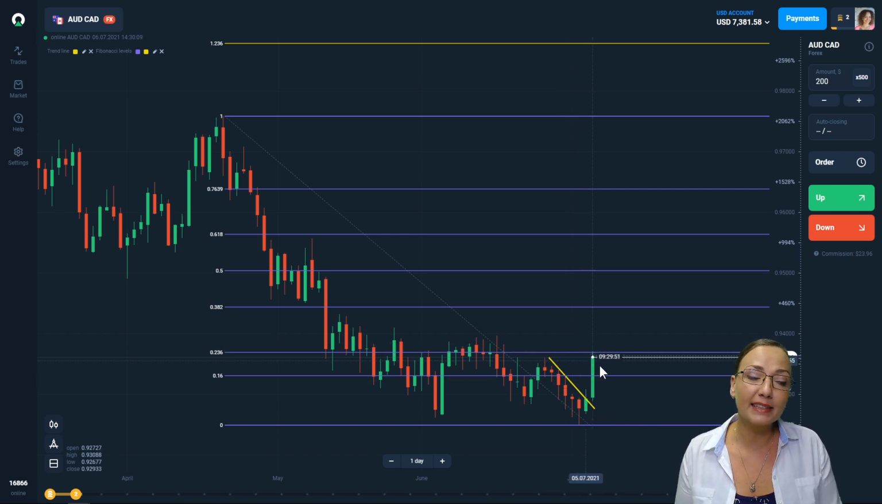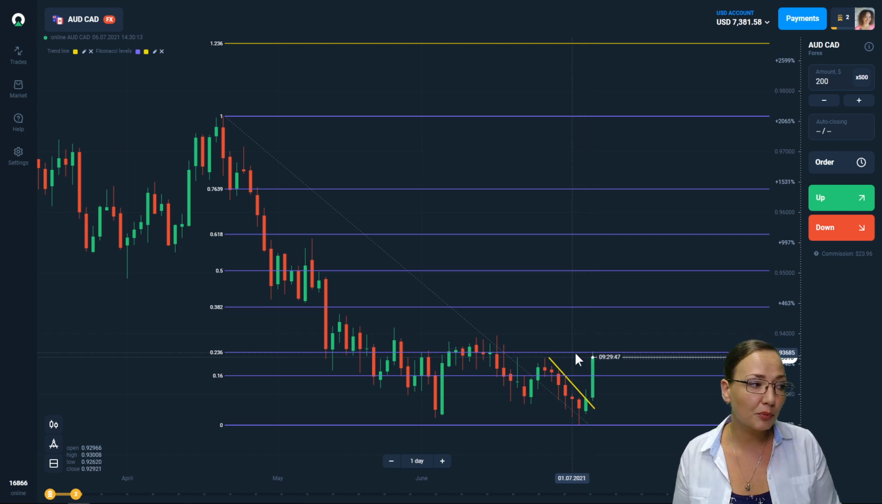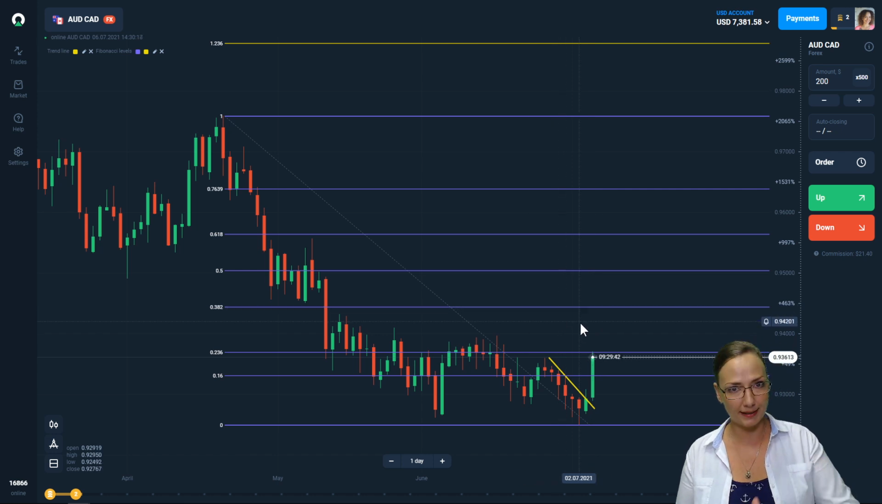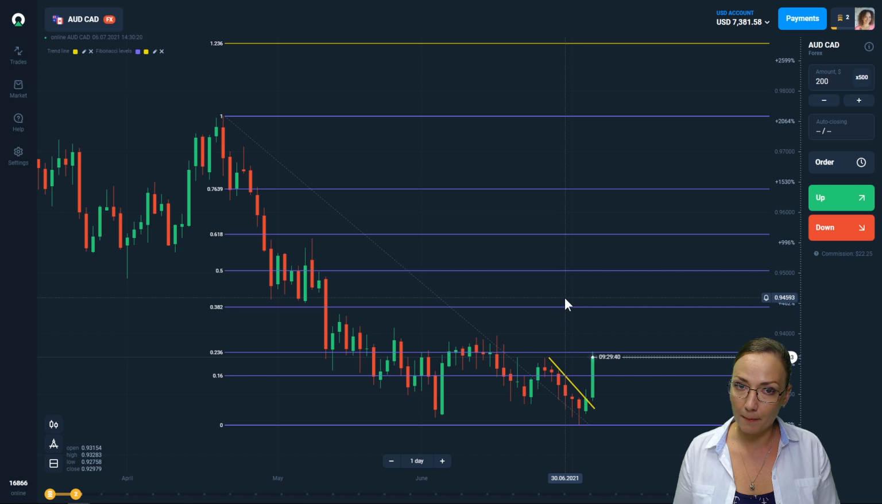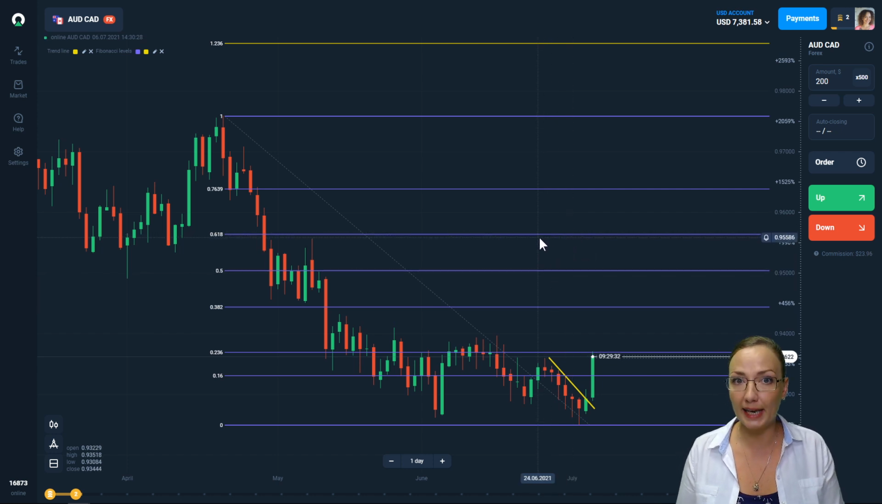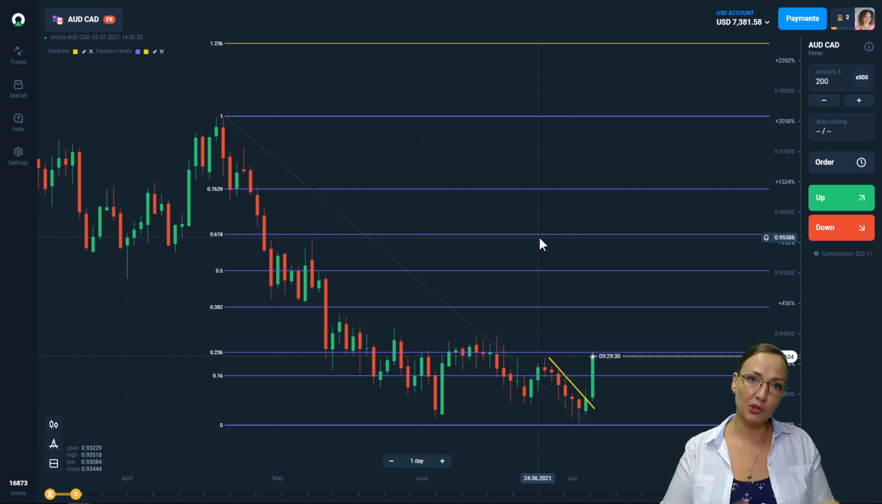If the price breaks above the 23.6% level, what we can expect is that the price will reach 38.2. At this level, the price can start moving back down or it can advance up. If it breaks this level, it can reach 50%. But what you have to remember is that if the price reaches and breaks 61.8%, then the previous trend has ended and a new trend has begun.